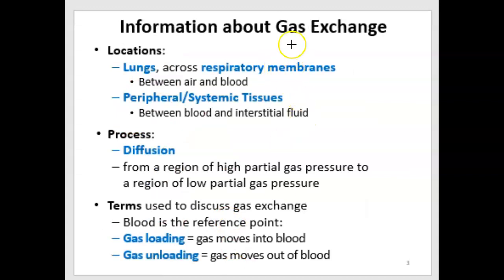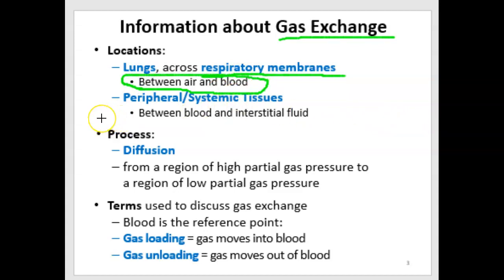So you should know that there's 2 places where gas exchange takes place. The first is in the lungs across the respiratory membranes. And that respiratory membrane we've defined prior to this. It includes the alveolar wall, so simple squamous epithelium, and then a basement membrane with some protein fibers. And then the next layer of simple squamous epithelium is part of the capillary wall. So this will be gas exchange from air into blood or blood into air.